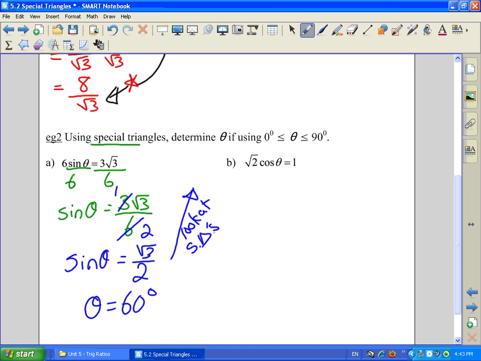Okay, good. Let's try the last one here. We want to solve for theta. Currently, cos theta is multiplied by root 2. You do the opposite, which is divide by root 2. So we're left with cos theta equals 1 over root 2. What angle is that? Again, go look at your special triangles. And what do we notice, folks? You should notice that theta equals 45 degrees.